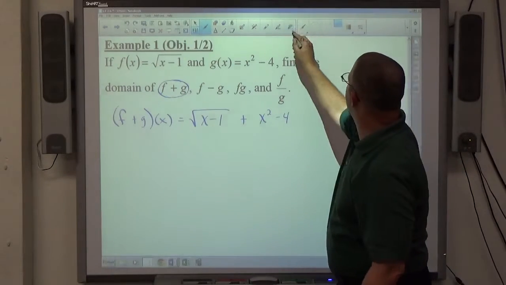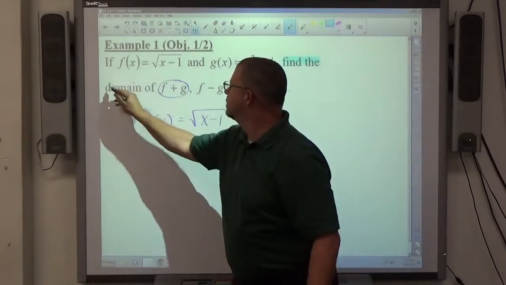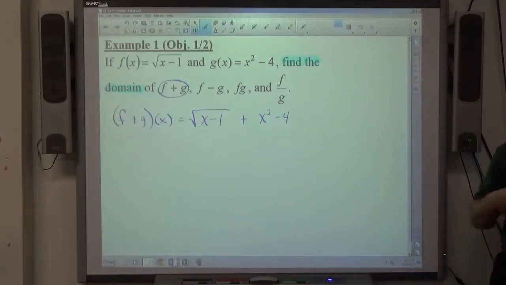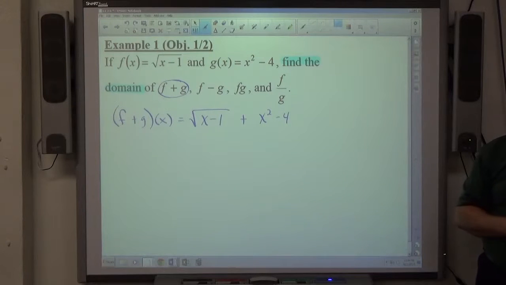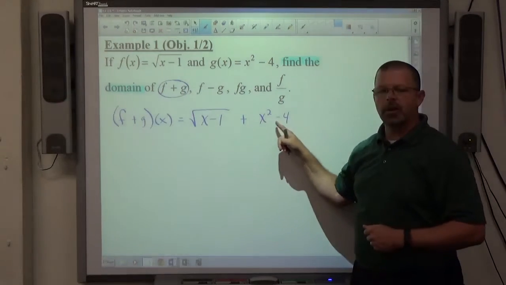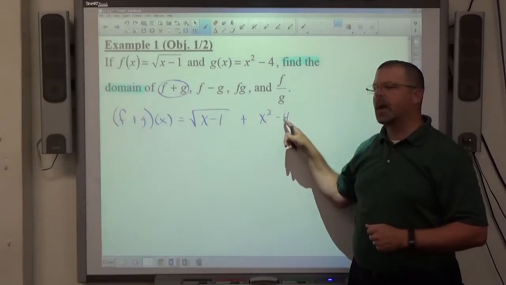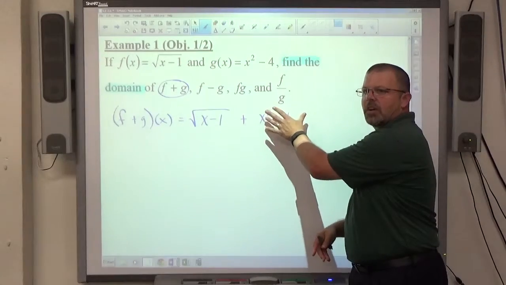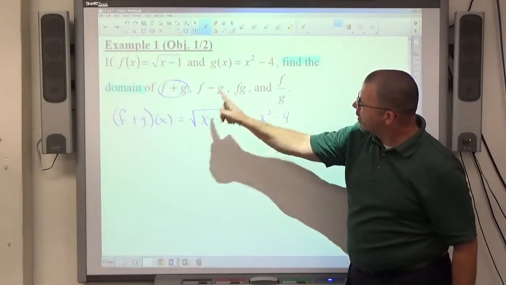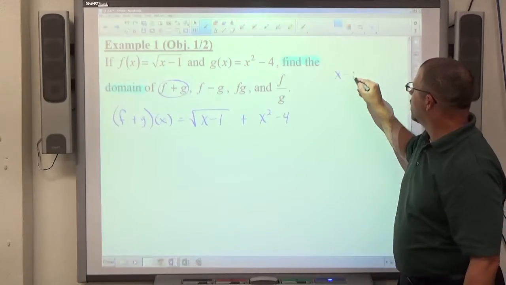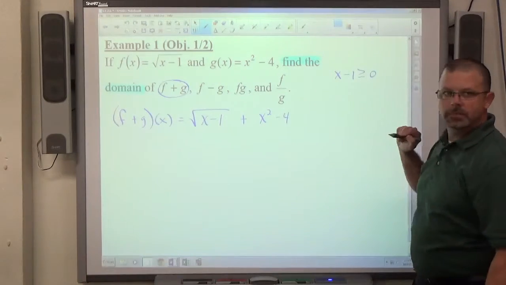Now our directions say find the domain. Domain is what it was before. We look at the types of functions in the problem, and we establish rules based on those functions. There are no rules for x squared minus 4, right? I can square anything, I can subtract anything, so these two terms are behaving themselves and won't cause any problems. On the other hand, with x minus 1 underneath the square root, we know that x minus 1 must be greater than or equal to 0, right?